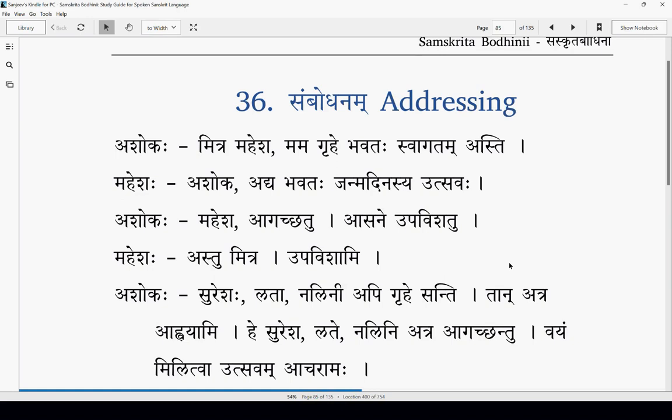Ashoka Adya Bhavatah Janmadinasya Utsavaha. Adya bhavatah. Adya means today. Actually, in one of the previous lessons in this book, Adya was covered, but we skipped it. But anyway, Adya means today. It's an avayam.